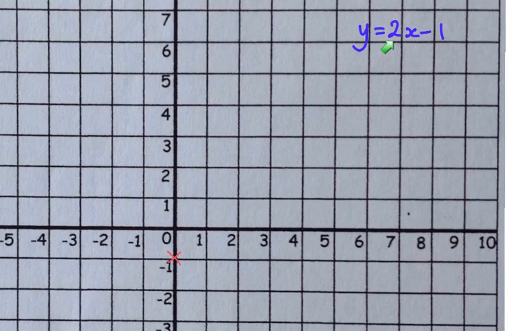Then we focus on the coefficient, or the number in front of the x, and that's a 2. So what we've got to consider now is the steepness of the graph. From this starting point, we will go 1 square or 1 unit to the right and 2 squares up. 1 unit to the right, 2 squares up. So let's plot those points.